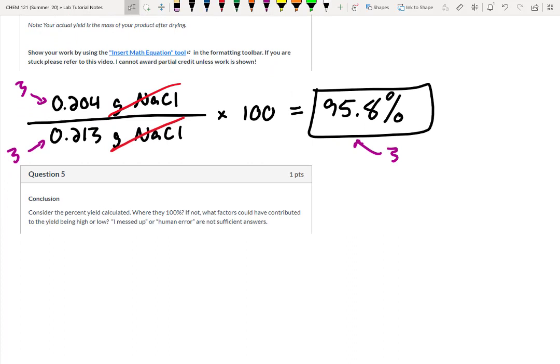Consider the percent yield calculated. Was it 100%? Well, in this case, no. Quite clearly, it was below 100%. And then it says, what factors could have contributed to the yield being high or low? Saying I messed up or human error is not sufficient. So you may need to think critically. If you're in lab, what could have happened to have thrown off these numbers? Ideally, this should have been 100%. Why is it potentially a little lower than it should be? Think about common lab mistakes that you could make if you were a student actually performing this lab in person.